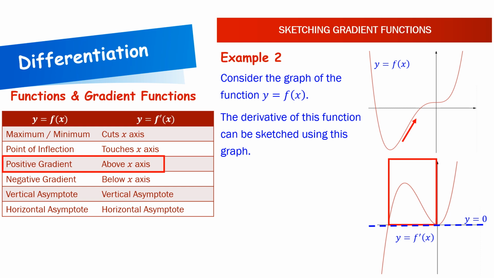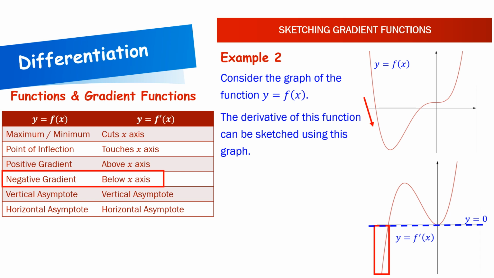Here, in y equals f of x, we have a positive gradient. Therefore, the graph of y equals f dash of x is above the x-axis. And here, again, we have a positive gradient in y equals f of x. Therefore, the graph of y equals f dash of x is above the x-axis. And here, we have a negative gradient for y equals f of x. Therefore, the graph of y equals f dash of x is below the x-axis.